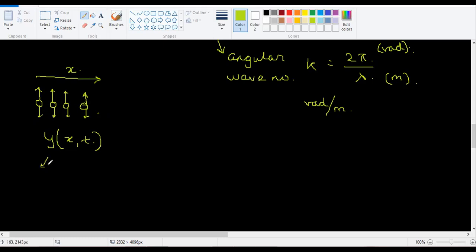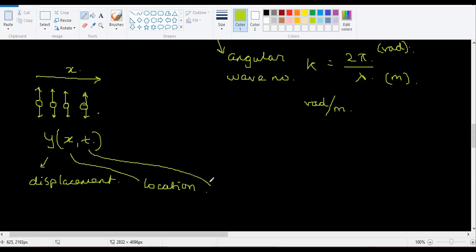Take it down, y is a displacement. From the mean position, how much is the particle higher or lower? That is your displacement. And that happens to be a function of x and t. So x is the location, and t is the time instant.